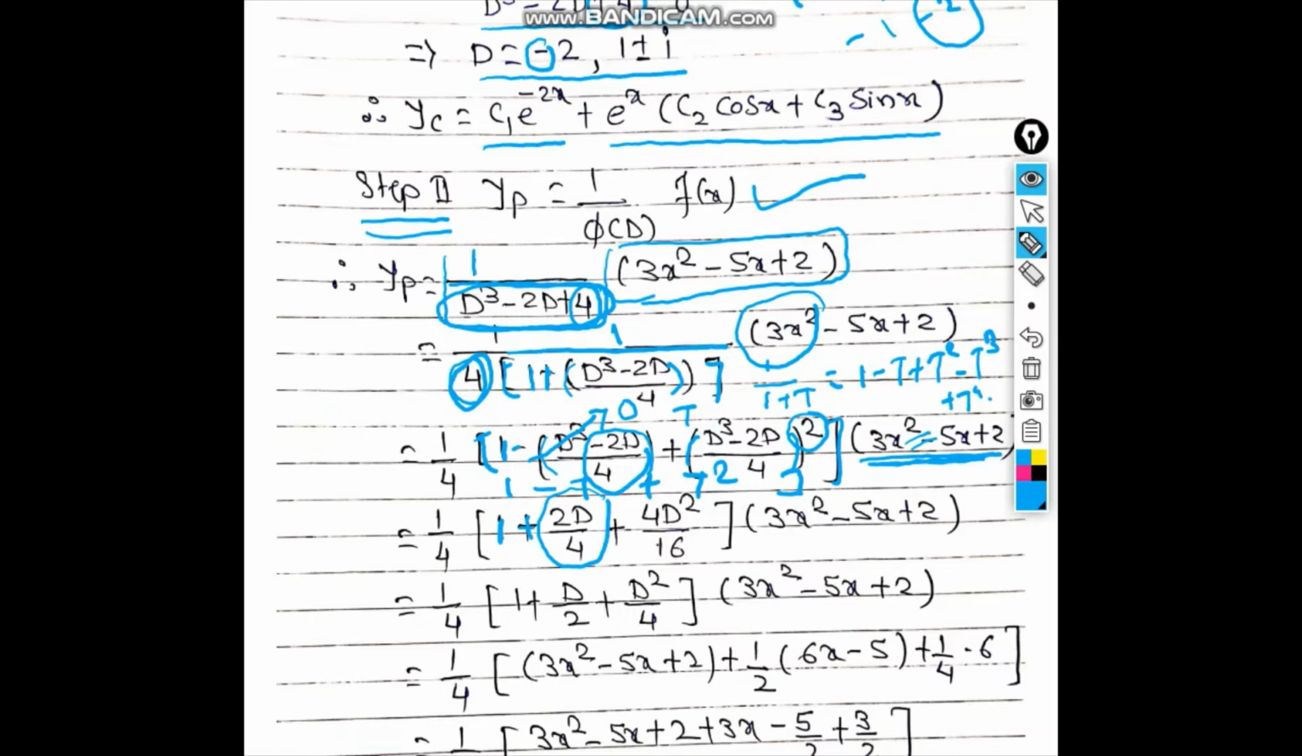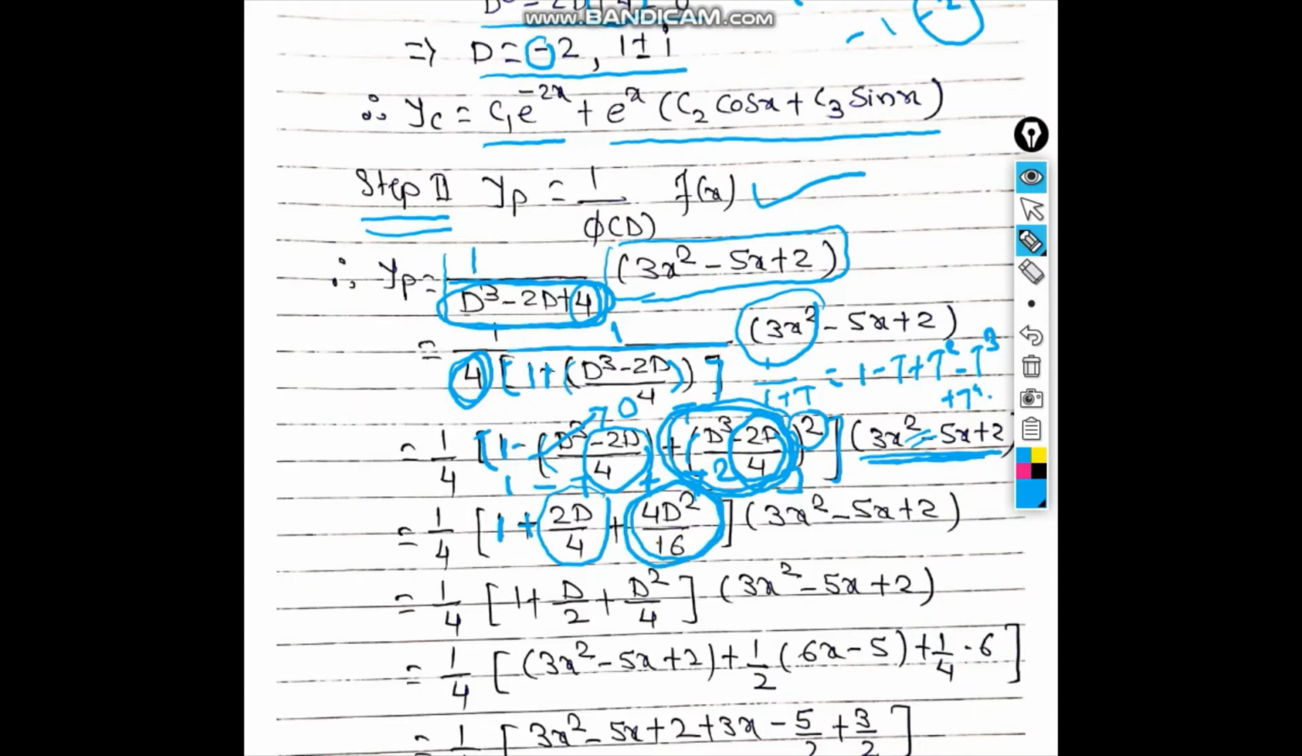Next, from this bracket, d cube minus 2d upon 4, bracket square. If you observe, this is like d cube by 4 minus d by 2, bracket square, which is like a square minus 2ab plus b square. The first term is d raised to 6, not written. The middle term becomes minus 2d raised to 4, not written. Only the last term, minus 2d by 4 bracket square, which is 4d square by 16, is written, because the degree is up to 2.